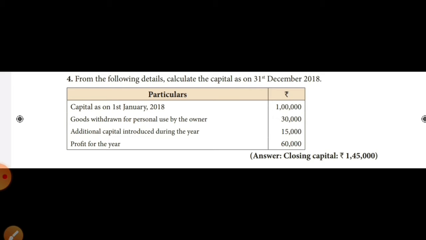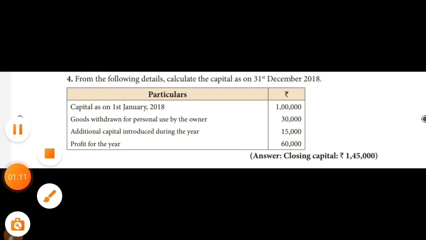Particulars: capital as on 1st January 2018. This is the opening capital, 1 lakh. Goods drawn for personal use by the owner, 30,000. So drawings may be in the form of cash, but here it is in the form of goods. Okay, so both may be possible. We have learnt in the concept of drawings, that is withdrawals. Next, additional capital introduced during the year is 15,000, whereas profit for the year is 60,000. So this problem mentions the profit. Okay, so we will just proceed to find out the solution now.